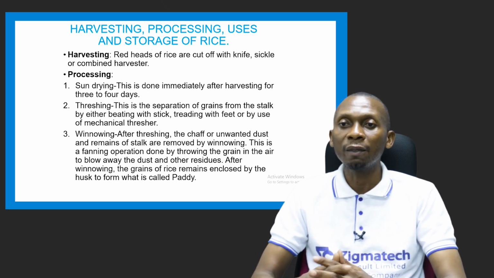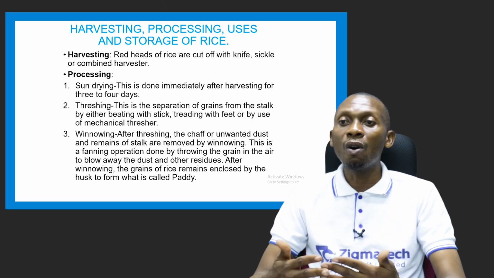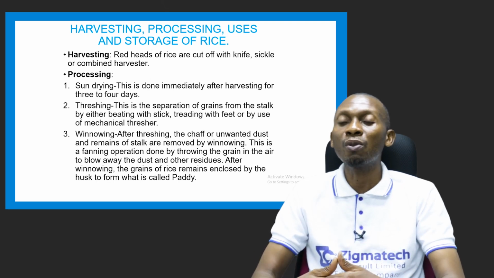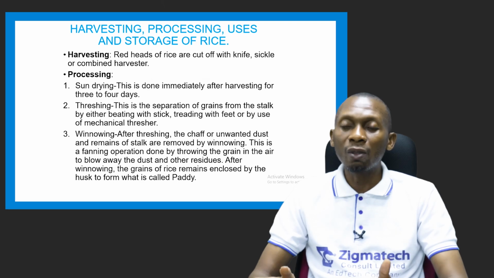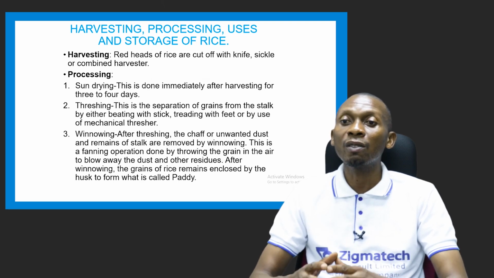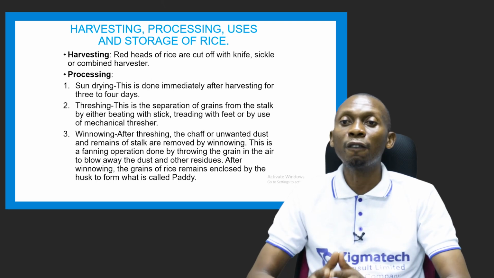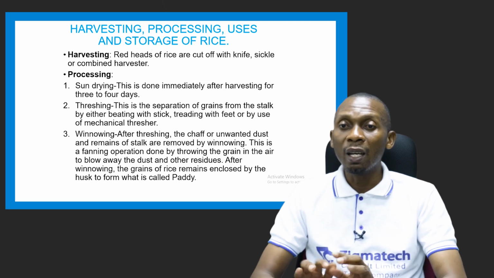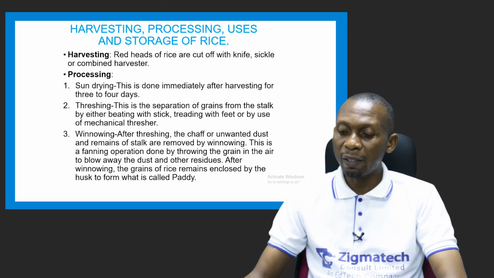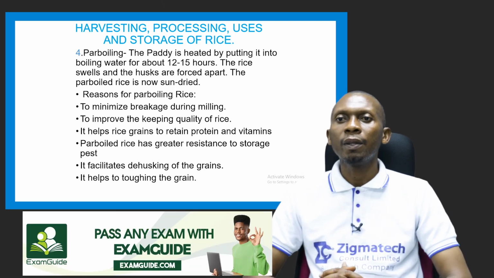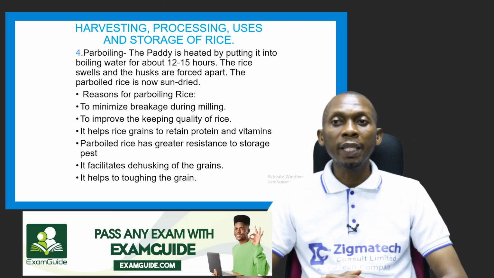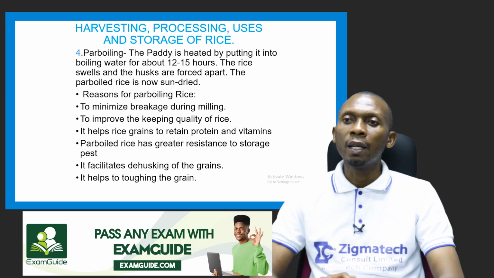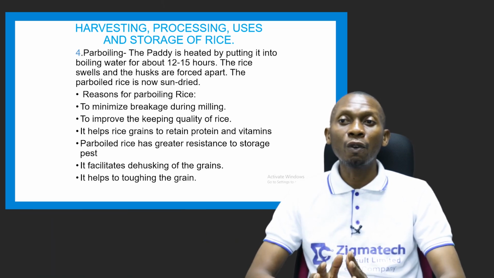That's applying some form of wind. So after threshing, the chaff or unwanted dust and the remains of the stalk are removed by winnowing. That's the fanning operation done by throwing the grain into the air to blow away dust and other residues. After winnowing, the grains of rice remain enclosed in the husk to form what is called paddy rice. So whenever you see grain that has not been milled, that still has its husk on it, is called paddy rice. Okay, parboiling. This involves heating the paddy rice by putting it into boiling water for about 12 to 15 hours. Now the rice swells and the husk are forced apart.